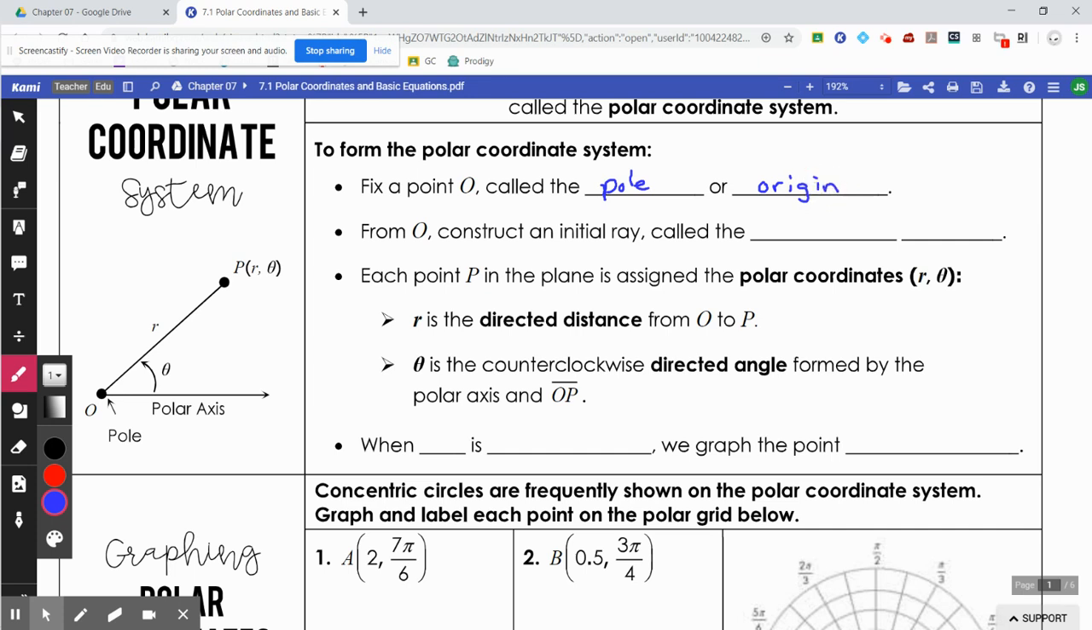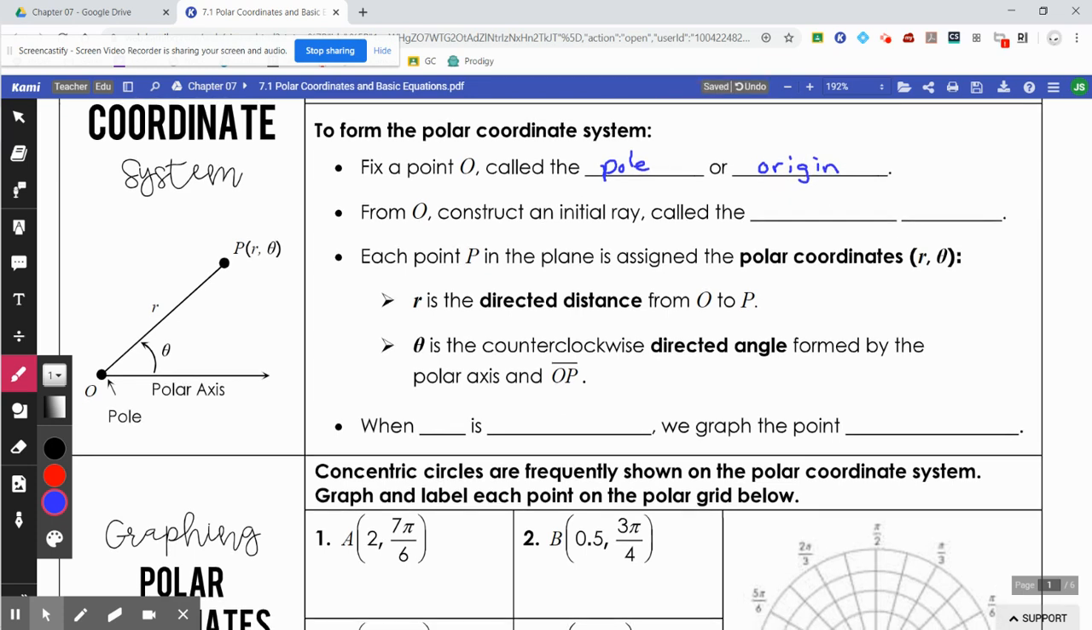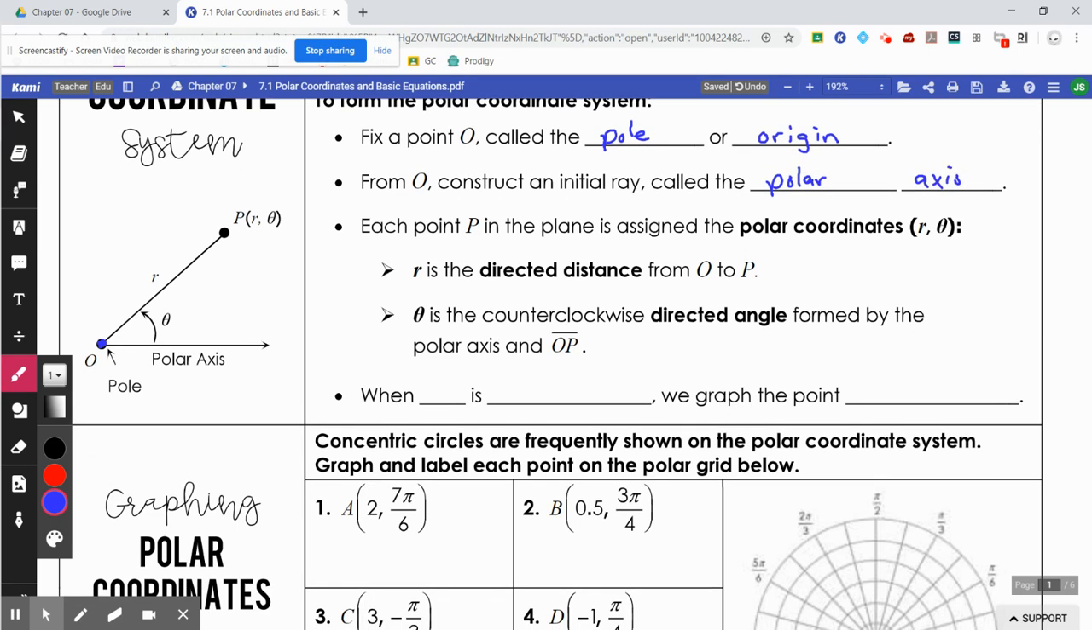That's the beginning point. From that point O, which we can see here in our diagram, we're going to construct an initial ray, and we're going to call this the polar axis. And again, you see a lot of similarities to what we did when we were graphing angles, where the positive x-axis was kind of like what we are referring to here as the polar axis. And you can see the polar axis here.